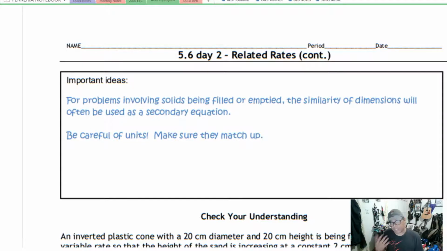And since this is contextual, be careful of the units. Make sure that the units always match up. Every year there's always, "my answer isn't correct. It doesn't look like what it says in the book." But actually it is the correct answer. It's just that the units didn't match up correctly yet.